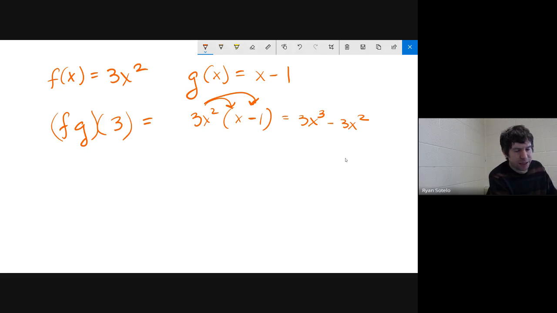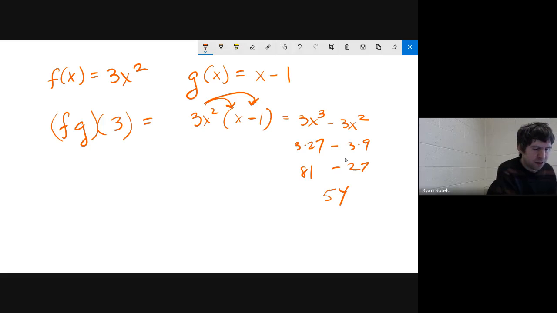So I could say that x cubed is 27. So I've got to do 3 times 27. And then minus 3 times 3 squared is 9. This makes 81. And this makes 27. So then if you subtract those, what is that? 50 something? 56 probably? Let me use my calculator. 81 minus 27. 54, sorry. That's one way you could do it.